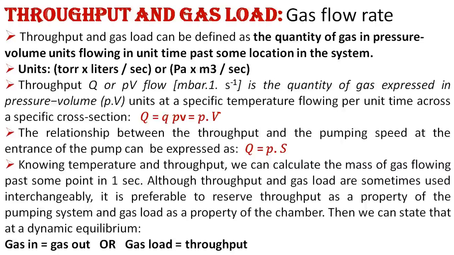The relation between the throughput and pumping speed at the entrance of the pump can be expressed as Q is equal to S times P, where Q is the throughput, S is the pumping speed, and P is the pressure. Knowing the temperature and throughput, we can calculate the mass of gas flowing past some point in a given time. Although throughput and gas load are sometimes used interchangeably, it is preferable to reserve throughput as a property of the pumping system and gas load as a property of the chamber.